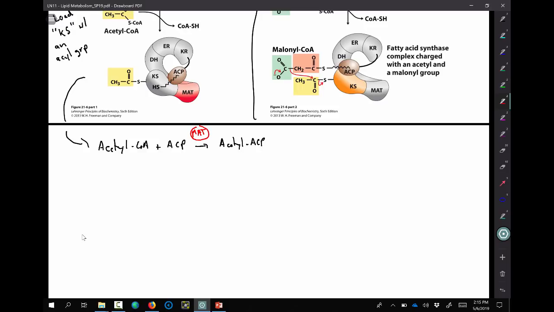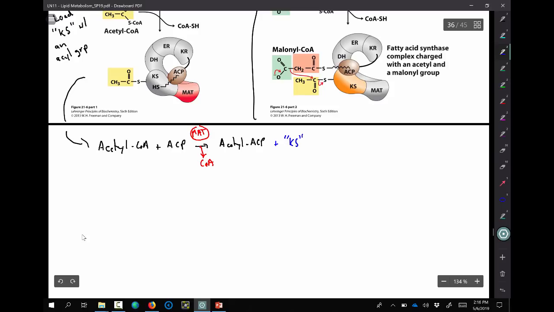MAT stands for malonyl acetyl-CoA transferase. Okay, I believe, yes. And so it's going to essentially transfer that acetyl group to an ACP. Okay, so coenzyme A will come out in this process. Now, the second step of step one of round one is this. We're going to add KS to this.